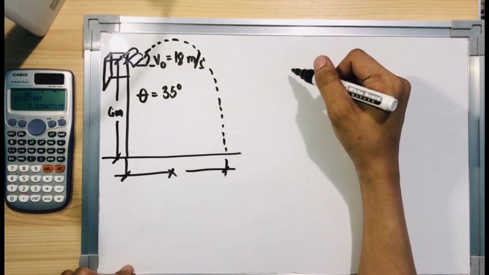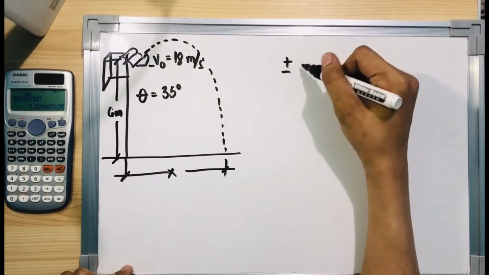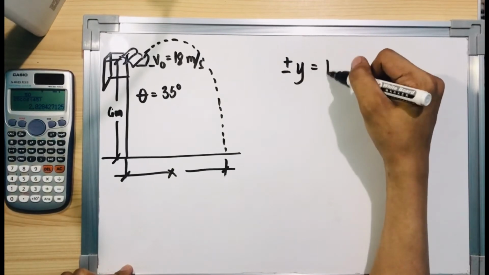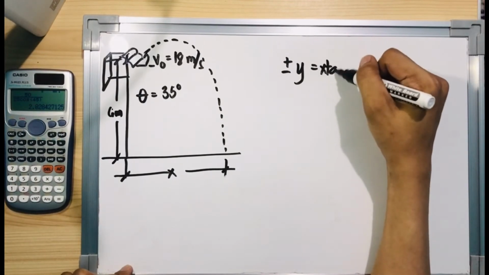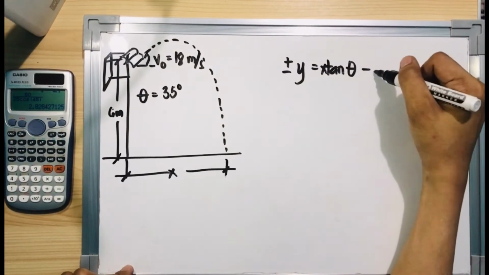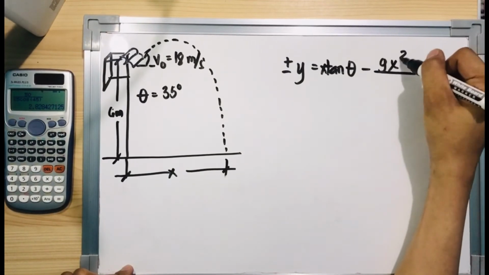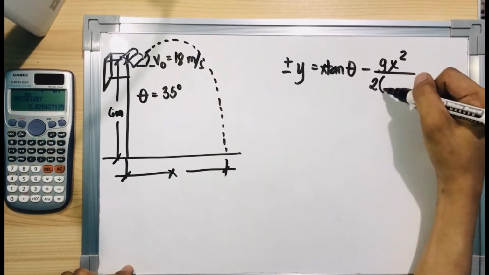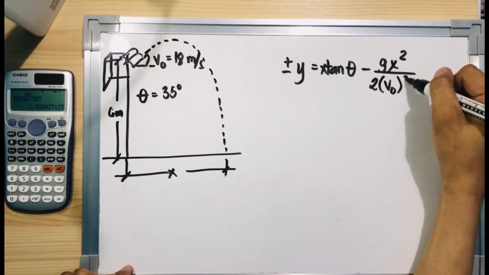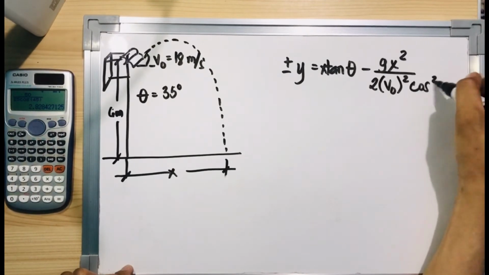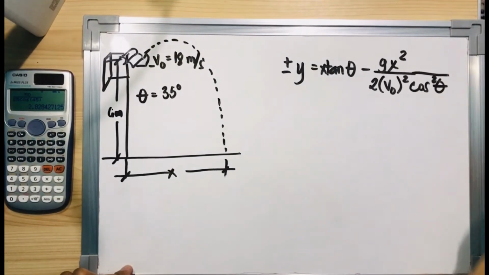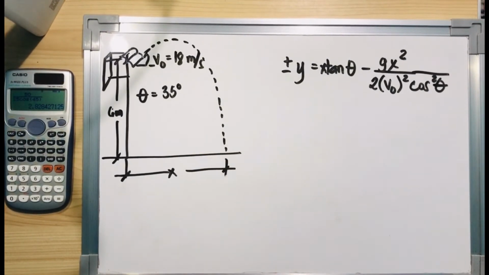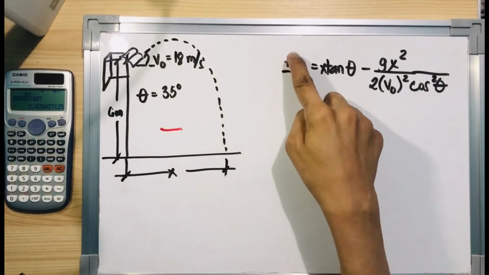Ano nga ba yun? Plus or minus y is equal to x tangent theta minus gx squared divided by 2 times the initial velocity squared cosine squared theta. Okay. Pagka ganitong problem, ano nga ulit ang gagamitin natin? Kapag ka below, gamitin natin yung negative. Alisin na natin yung positive.